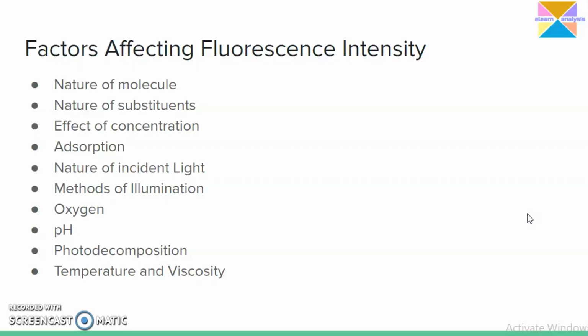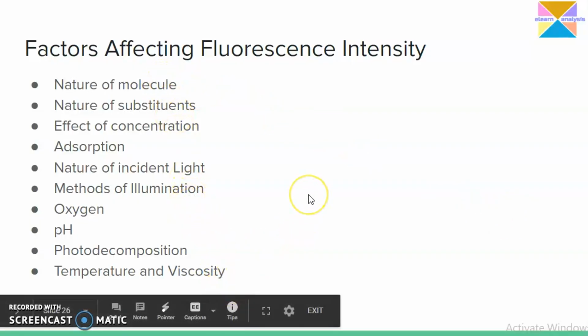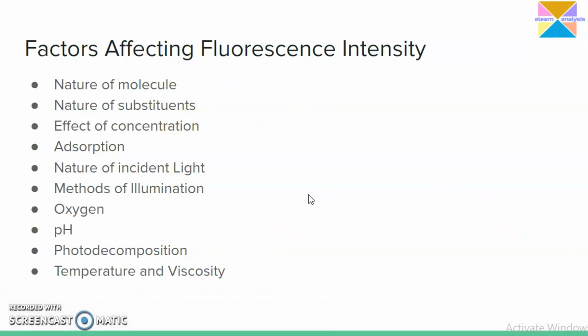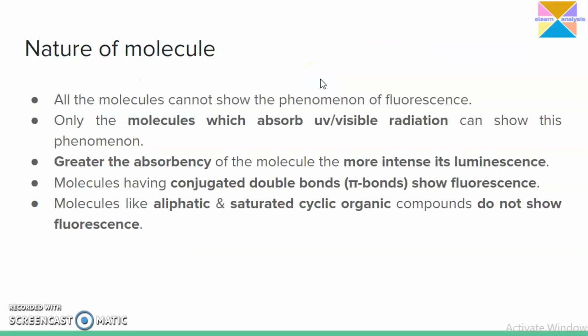So with this preamble of the structure and fluorescence, we will come back to the factors that affect the fluorescence intensity. Just to read them: nature of molecule, nature of substituent, effect of concentration, adsorption phenomena, nature of incident light and the method of illumination, presence of oxygen, change in pH, photodecomposition, temperature, and viscosity. We'll take up these factors one by one.